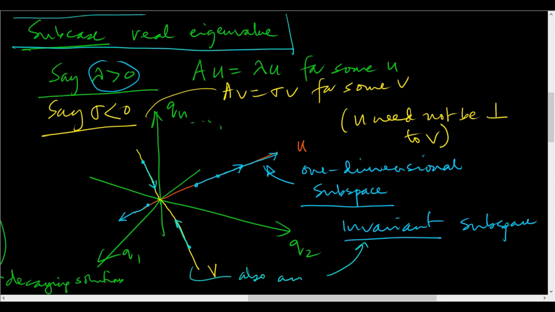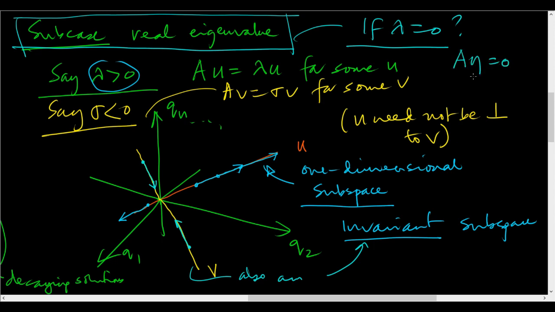Okay, so the real eigenvalue case is clear. Suppose the eigenvalue is 0, that's real also. Let us say A eta equal to 0 for some eta. In that case, now I'll use a red color here, let us say that direction is eta. Then if you start there, you stay there, you just sit there, because there is no rate of change. That also is an invariant subspace. Okay, so we've covered the real eigenvalue case.